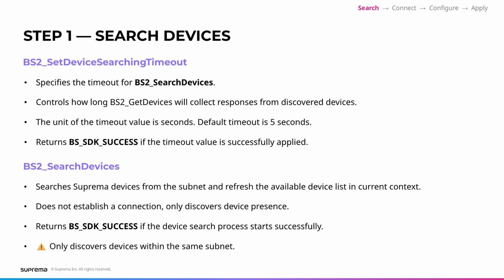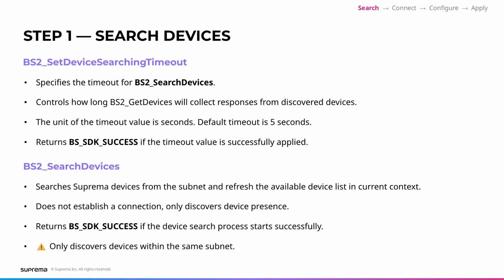Next, we call BS2 Search Devices, which is used to discover devices on the same subnet. This API sends out a UDP broadcast on the subnet, and Suprema devices on that subnet respond to it. The SDK stores those responses internally, but this API does not establish a connection. It is purely a discovery step.